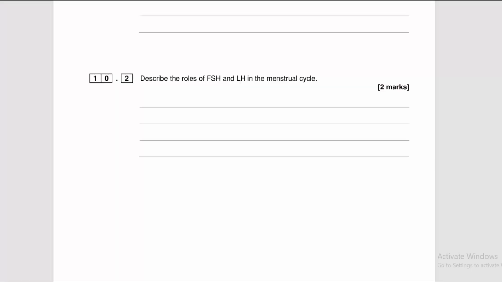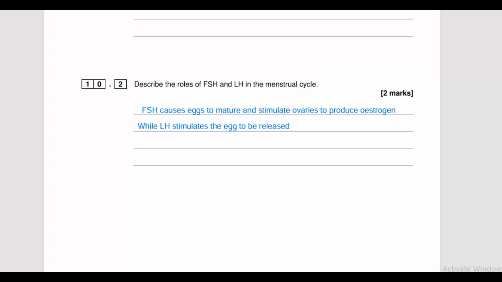Hi, I'm Laurie, and I'm going to be running through the last few questions of the paper. Question 10.2 is a pretty simple one. It asks you to describe the roles of FSH and LH in the menstrual cycle. The best way to answer this would be to say their roles are that FSH causes the egg to mature and stimulates the ovaries to produce estrogen, while the LH stimulates the egg to be released.